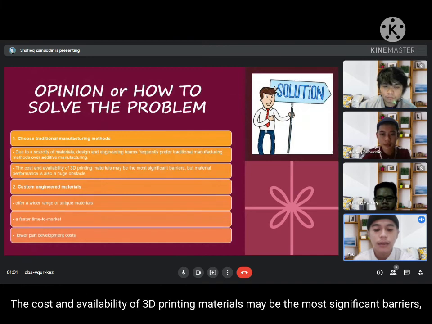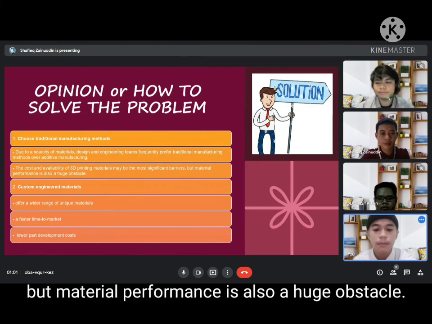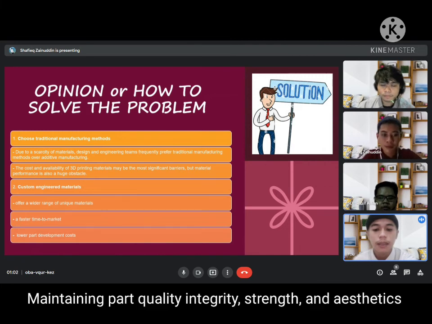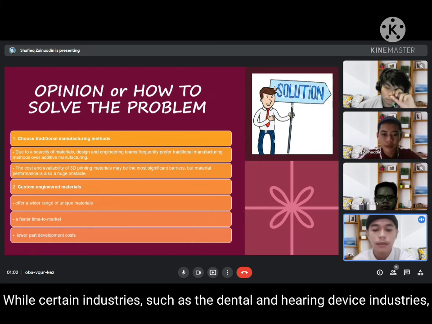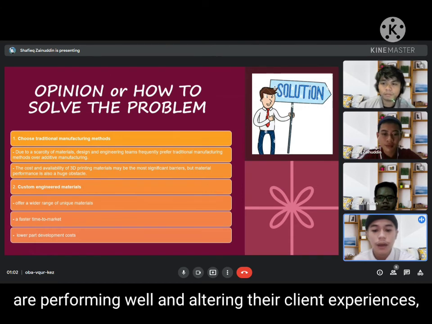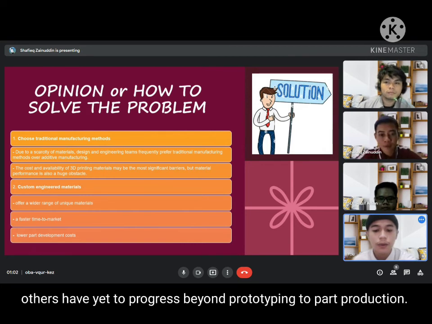It's reasonable. The cost and availability of 3D printing materials may be the most significant barriers, but material performance is also a huge obstacle. Maintaining part quality, integrity, strength, and aesthetic is a difficult task for many manufacturers. While certain industries, such as the dental and hearing device industries, are performing well and altering their client experience, others have yet to progress beyond prototyping to part production.